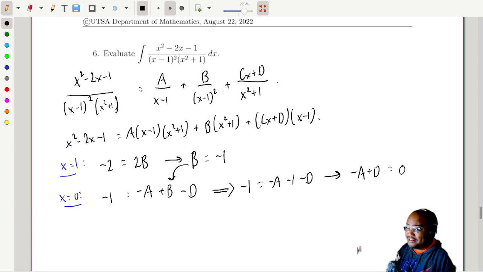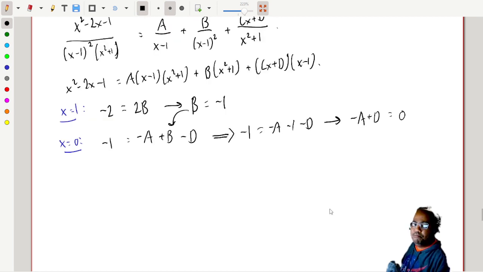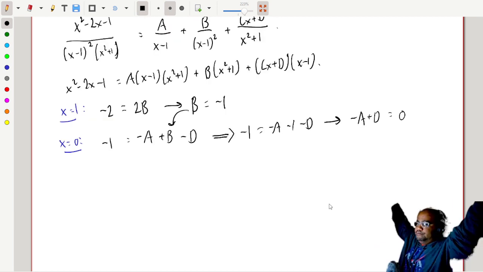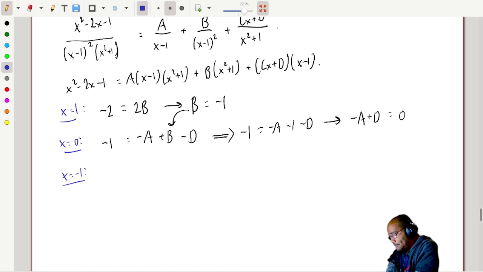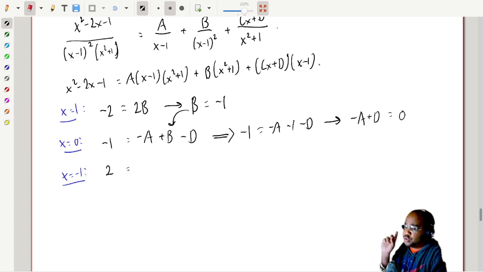Well, we just have to keep working at it. Choose some more clever values, and you'll get a system of equations. Maybe we can use this to our advantage. So we used x equals 1 and x equals 0. Let's go ahead and use x equals negative 1. Plugging that in, I get 1 minus 1, which is 0, and then I get a 2 for the other term. Now, negative 2A: when we plug everything in, negative 1 squared is 1, plus 1 is 2. Negative 1 minus 1 is negative 2, times a positive 2 is negative 4.